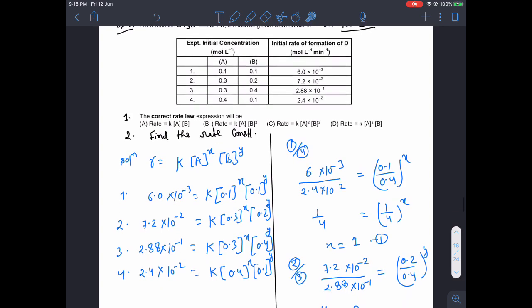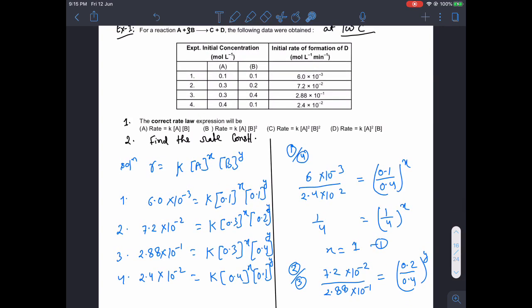Now if you will try to make the equation, you will get 4 equations from here, 1, 2, 3, 4, that I have written already, where I have assumed that the order with respect to A is x and with respect to B is y. Now if you look at these 4 equations, how many unknowns do we have? We have one unknown y, another unknown x, and another unknown k. So we have 3 unknowns, but how many independent equations have we got? We have got 4 equations.